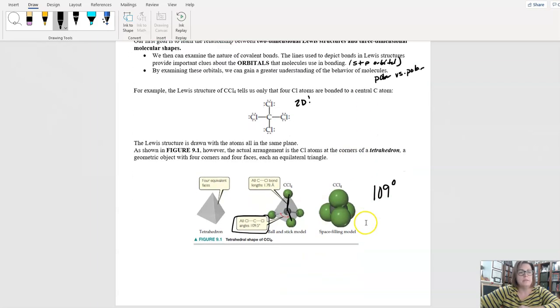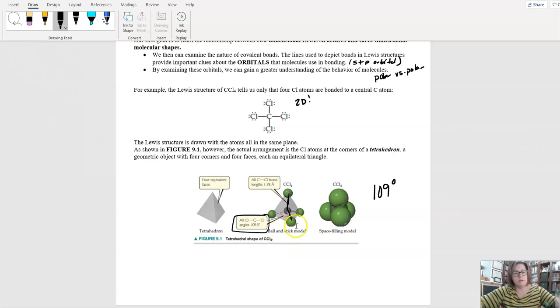So this is what's called the ball and stick model. As you see right here, ball and stick. And then you have what's called space filling, which actually takes into account the size of the atoms. Because chlorine is bigger than carbon, as you see these giant, more circular shapes for the chlorine, compared to the dark circle that the carbon is.